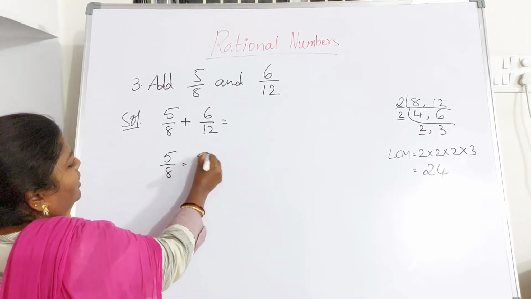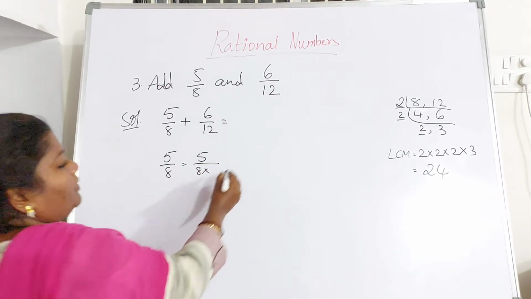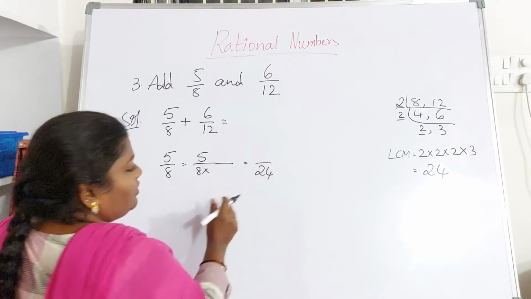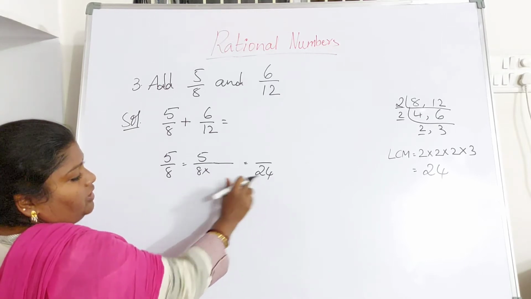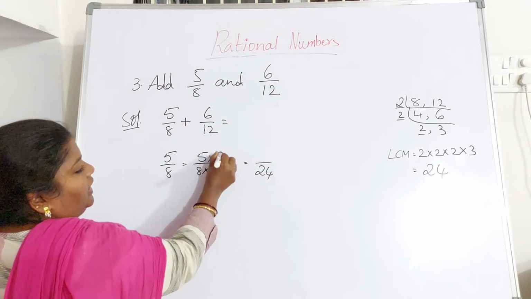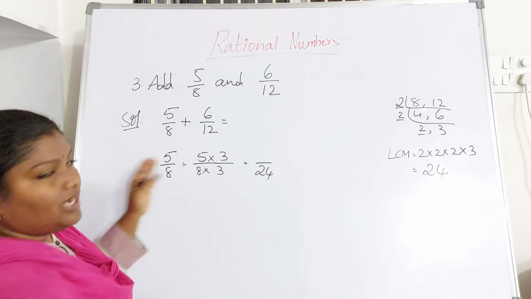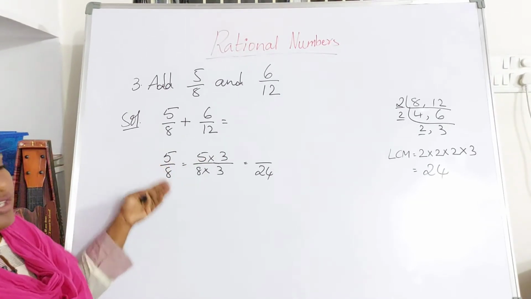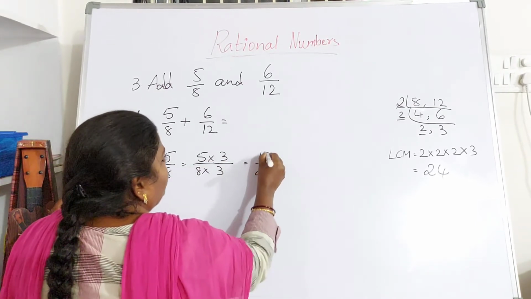So now take the first fraction, 8 by 5. Now you need to multiply with a number where you get the denominator as 24. Which 8 into which number gives me 24? It is 3. So that 3 should be multiplied in numerator and in denominator. Whenever you multiply the same number in numerator and denominator, you are going to get an equivalent fraction. So 5 3s is 15.